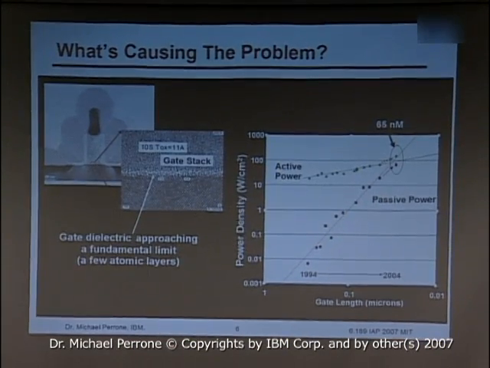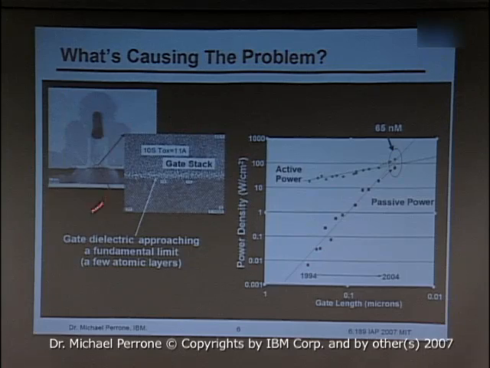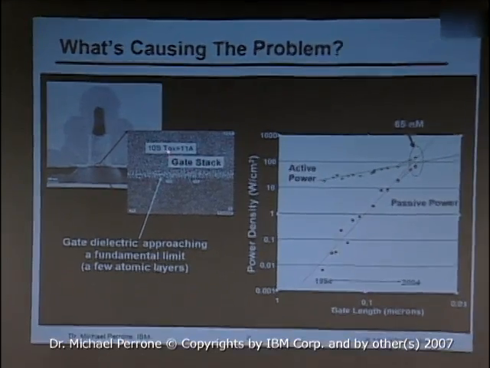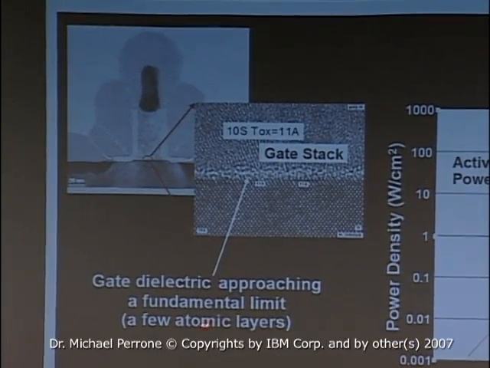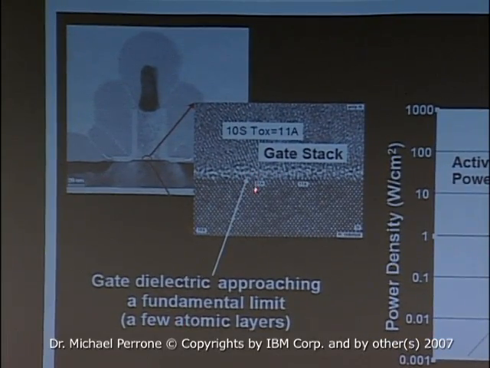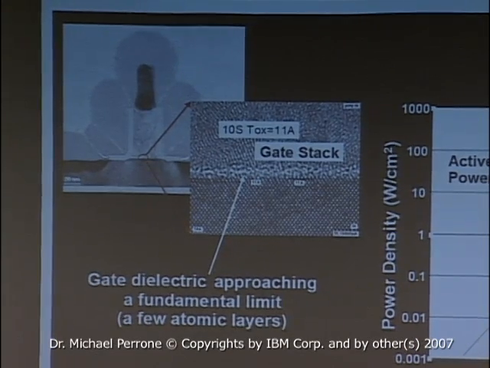And what's really causing that problem? Here's a picture of one of these gates magnified a lot, and here's the interface magnified even further. And you see here this dielectric that's insulating between the 2 sides of the gate. We're reaching a fundamental limit. It's a few atomic layers. You see here it's like 11 angstroms. What's that, 10, 11 atoms across?